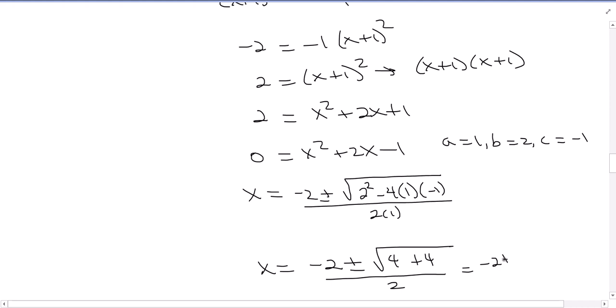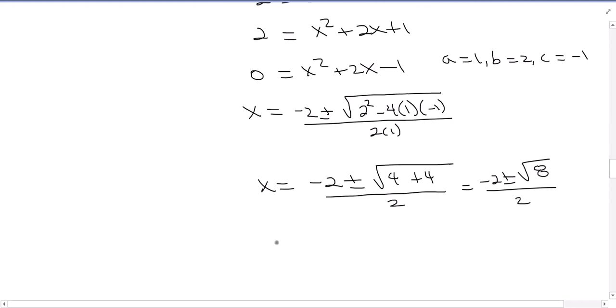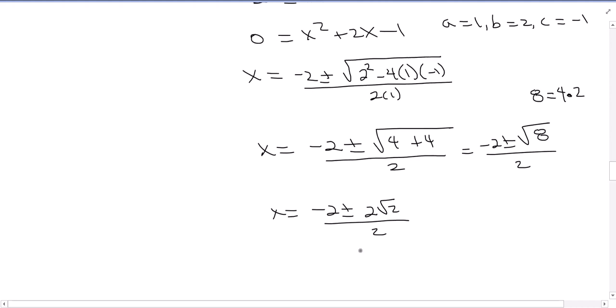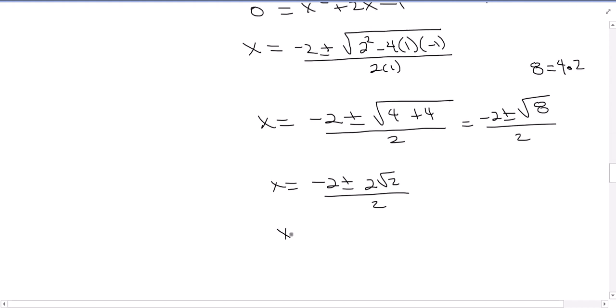So that's -2 plus or minus the square root of 8 over 2. And let's reduce that radical. So I'll have -2 plus or minus the square root of 8. 8 is 4 times 2, looking for perfect squares, right? So the square root of 4 is 2. So I'll have 2 root 2 all over 2. All right, so then we can reduce.